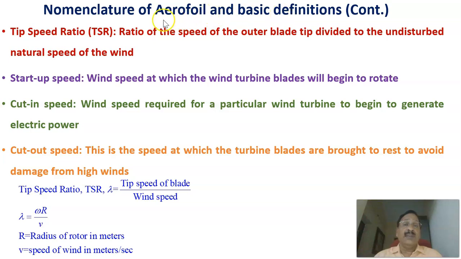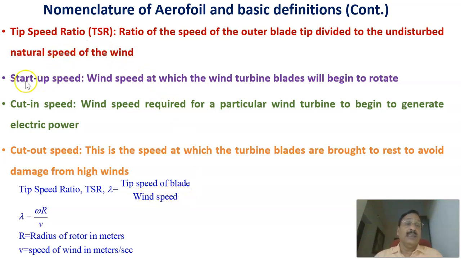Continuing the basic definitions of aerofoil, that is tip speed ratio, TSR. It is the ratio of the speed of the outer blade tip to the undisturbed speed of the wind. As an equation, TSR lambda equals the tip speed of the blade divided by the wind speed. Lambda equals omega r divided by V, where r is the radius of the rotor and V is the speed of the wind in meters per second.